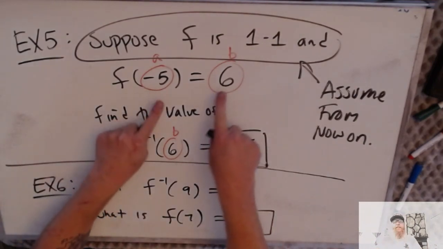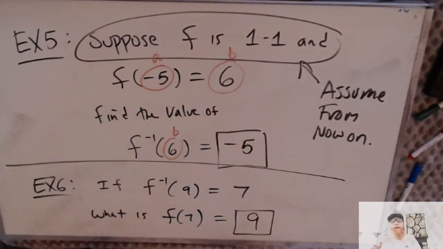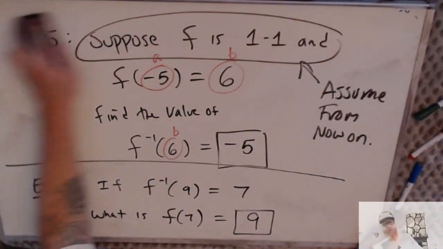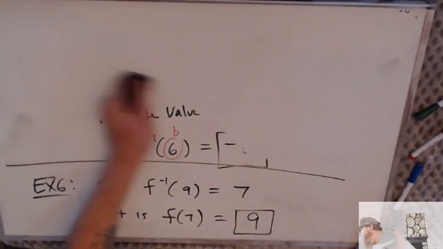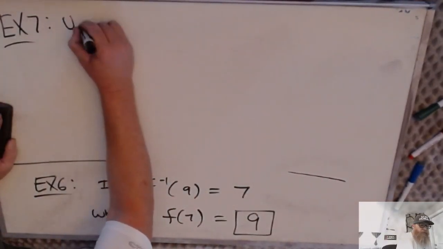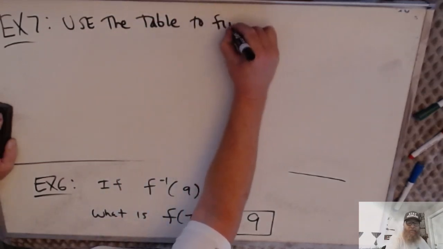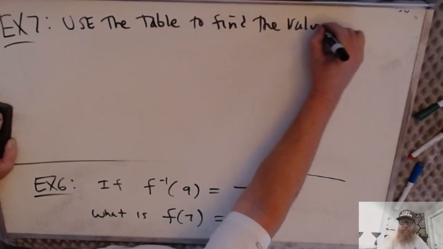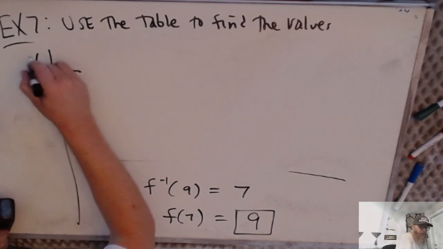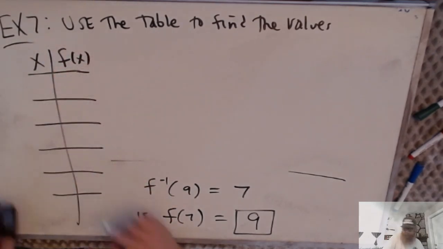This is what we refer to as a pointwise function. It's only giving us one particular point on the graph. We could do some examples using a table. So suppose I give you a function, and it should be a one-to-one function in terms of a table.